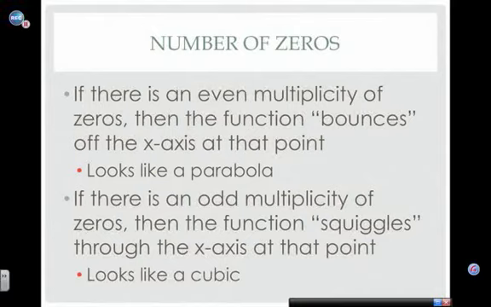So we have a few examples that are going to be like this. The first two, we're going to sketch straight from the polynomial function itself. So we're going to find some zeros.